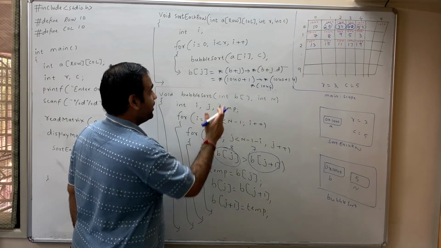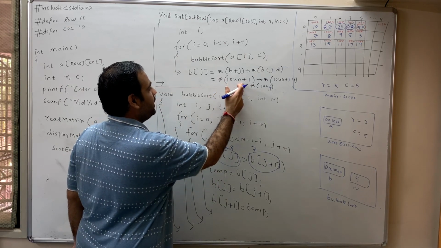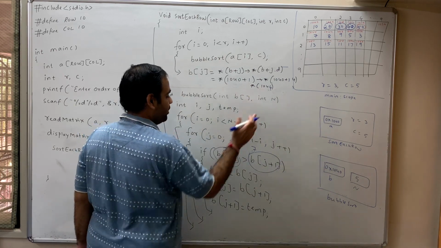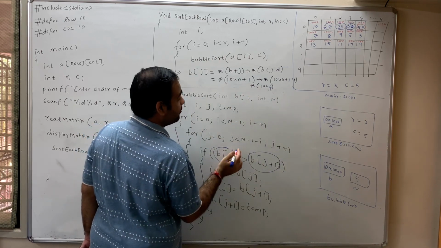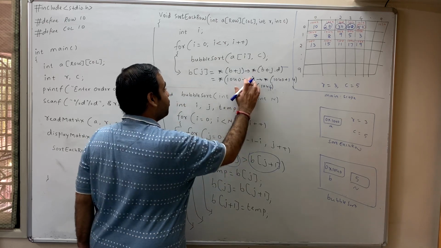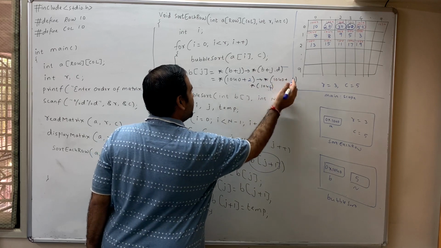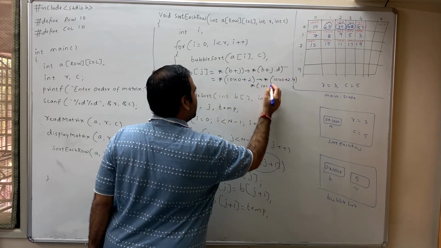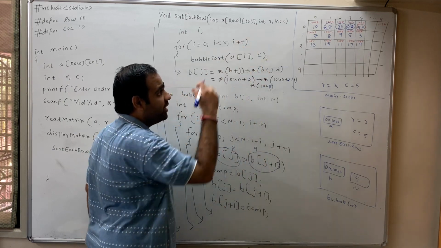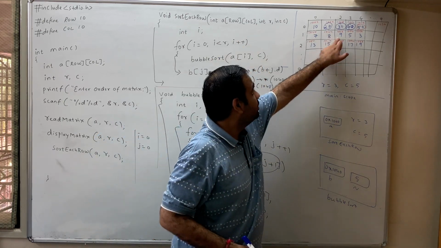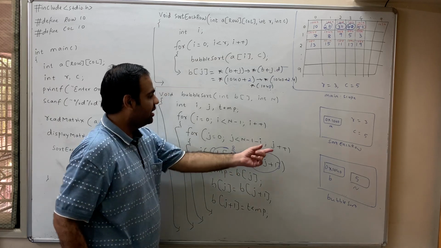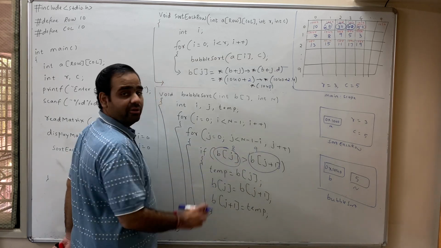What is b of 1? *(1040 + 1), because the value of b is 1040. 1040 + 1 * 4 is 1044, and what is *1044? It is 8, greater than b of j + 1, 1 + 1 is 2, 1040 + 2 * 4 is 1048, and what is *1048? It is 9, see there, it is 9. 8 greater than 9, the condition is false, you do not evaluate this. Again you say j++, the value of j will become 3.